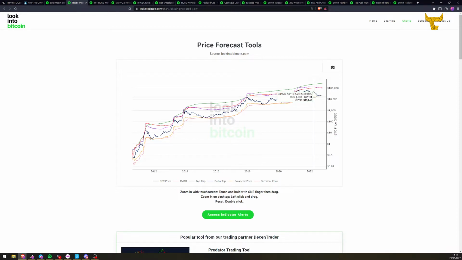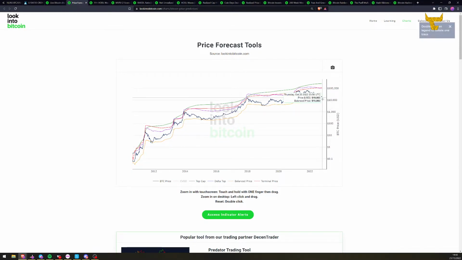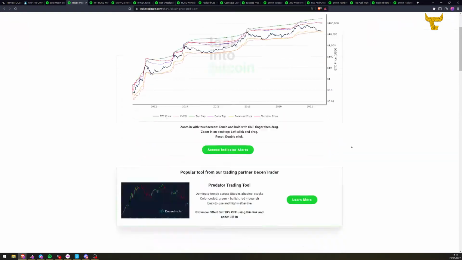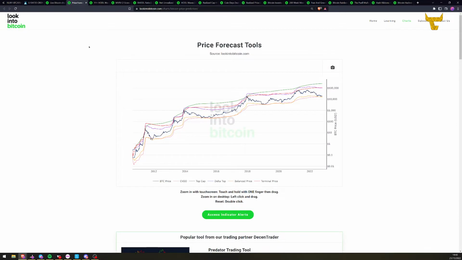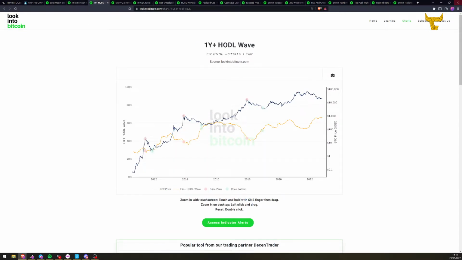And right now this balanced price is sitting around 16,000, 15,800, 900. The CVDD is a bit higher here. So I'll let you cross over that if you're really interested, because there are many of them, so I'm not going to spend too much time explaining each one of them.